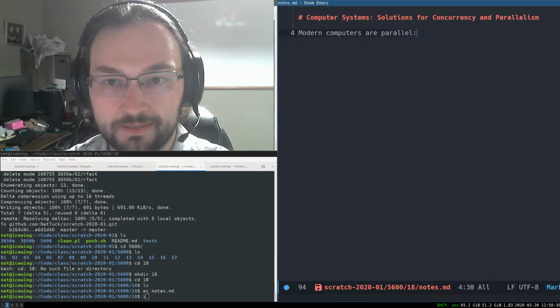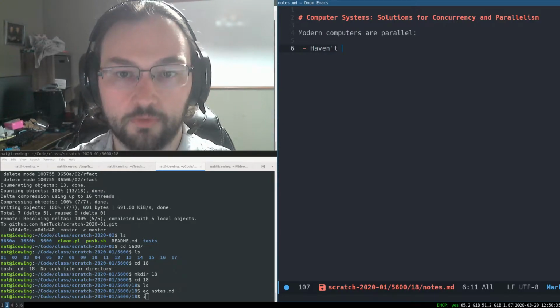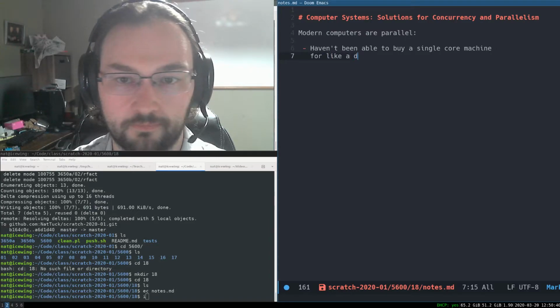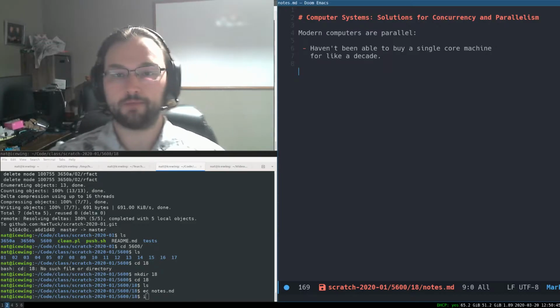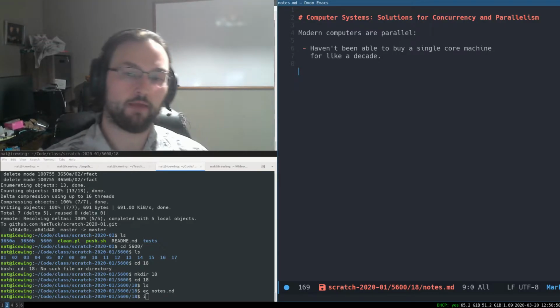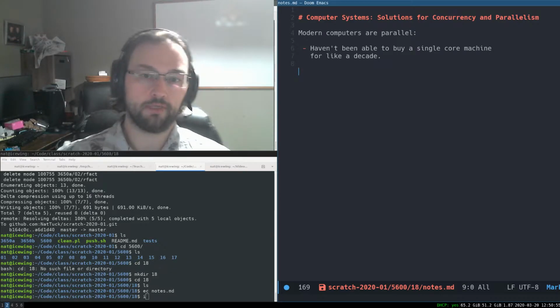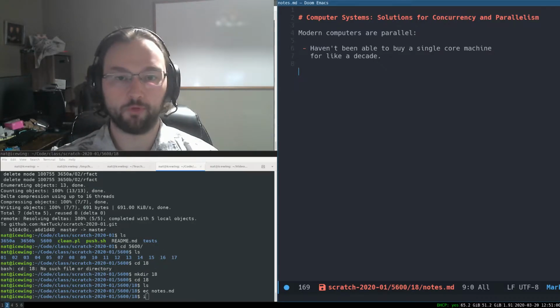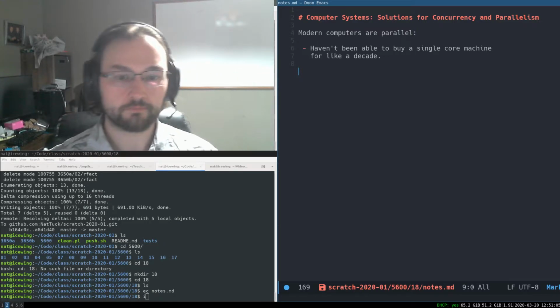Specifically, we have this problem where modern computers are parallel. And what that means is you can't buy a single core machine anymore. We haven't been able to buy a single core machine for like a decade. So if you want to write a computer program and have it be as fast as possible, taking advantage of the computer resources that are available, you're going to have to have either multiple processes, the way we've seen with fork, or multiple threads. Those threads are going to have to run in parallel on multiple CPU cores.